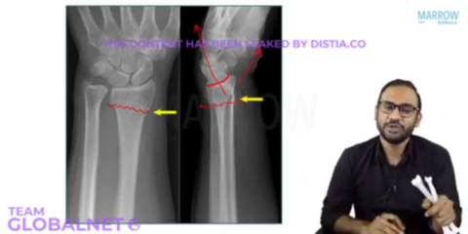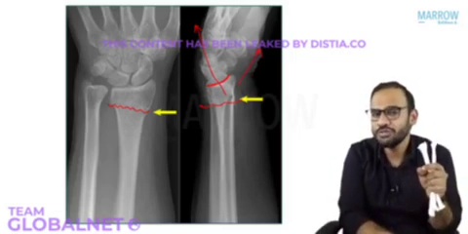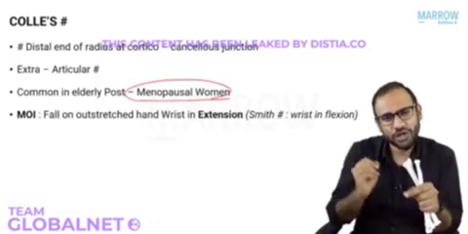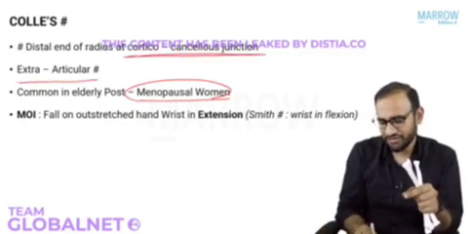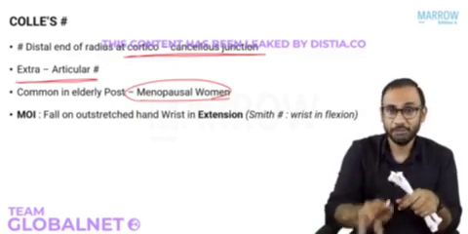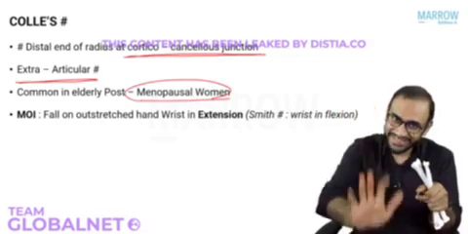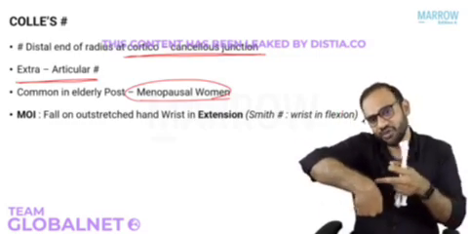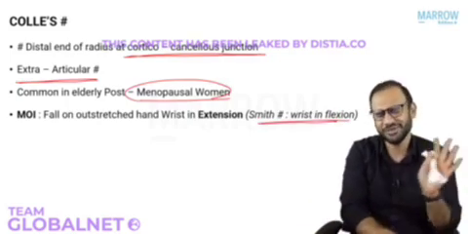A few important points about Colles fracture: it is the most common fracture occurring at the distal end of the radius in old post-menopausal females. It is a fracture that occurs at the cortico-cancellous junction. Very, very important. It's an extra-articular fracture. What is the mechanism of injury in these elderly females? It is a fall on an outstretched hand, with the wrist in extension. Only then the distal fragment will go dorsally. If the wrist is in flexion, the distal fragment will go ventrally, and that is what happens in Smith's fracture. Okay, that is all you need to know.